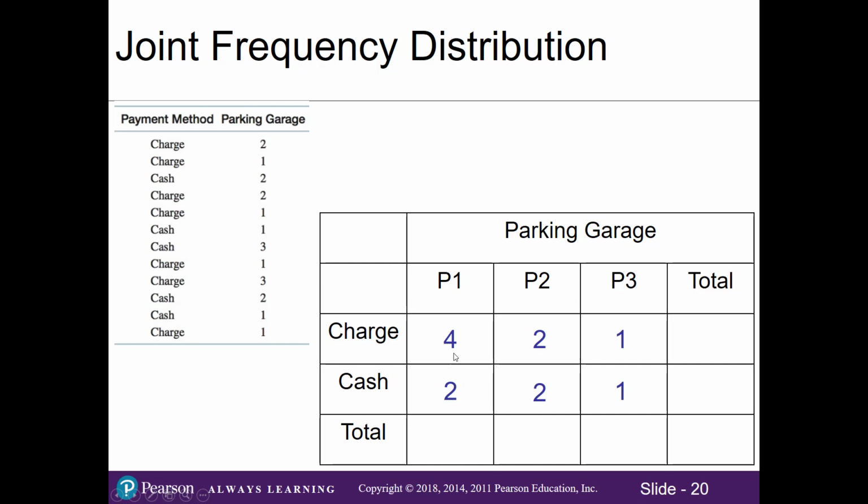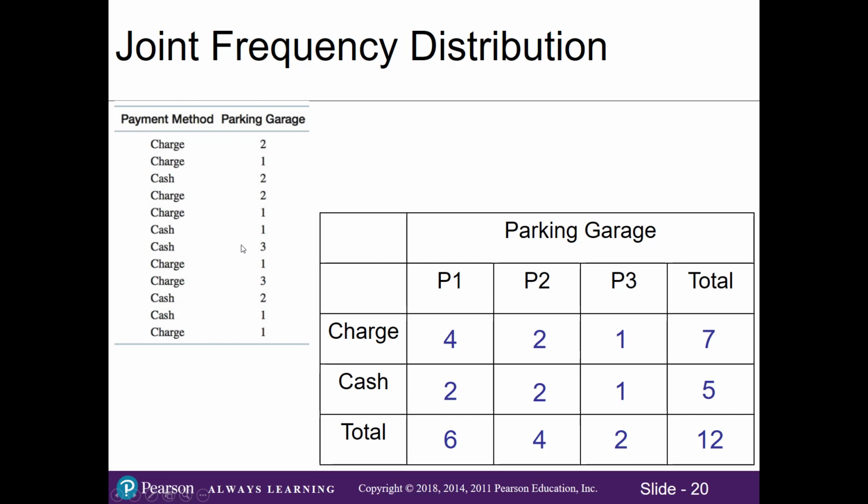And then what you'll do is total up. In this column for parking garage 1, we have 6 customers. In parking garage 2, we have 4. And in parking garage 3, we have 2. Then we also have to total up across how many people charged a credit card. We've got 7. How many people paid with cash? We have 5. And then we also want to total our subtotals. So 7 plus 5 is 12, as well as 6 plus 4 plus 2 is also 12. That gives us our 12 customers that we were analyzing.